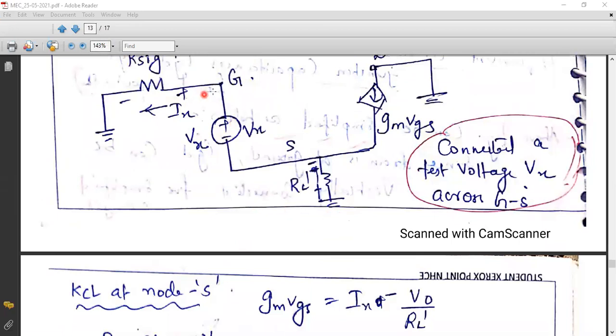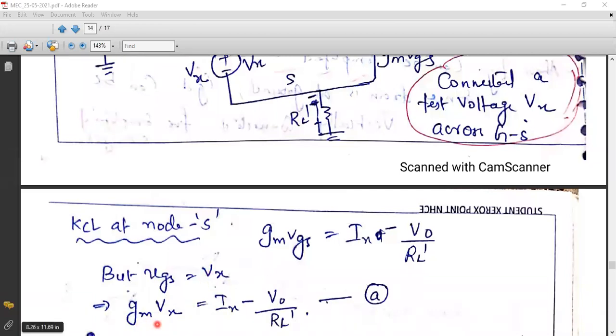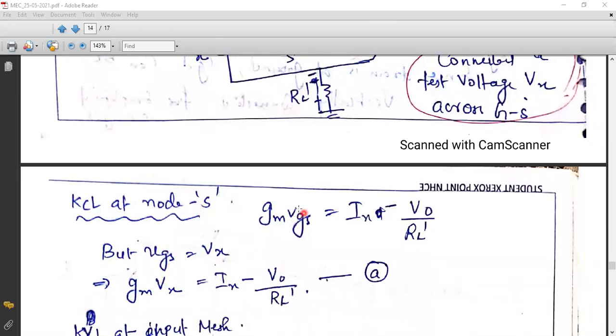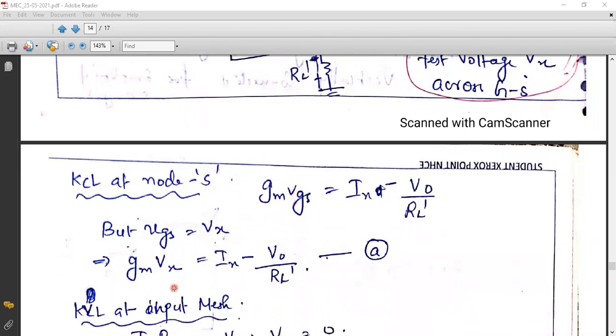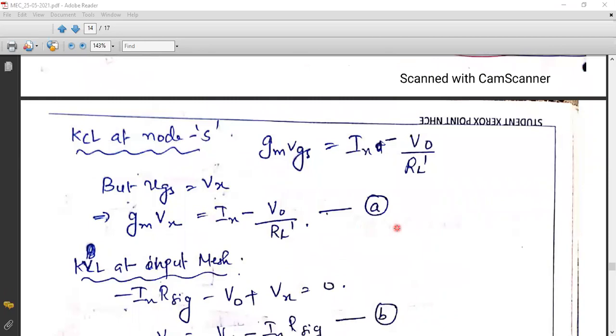Now, what will be the voltage across VGS? Voltage across VGS as of now is Vx. So rather than putting gm VGS, now I can put gm Vx, because across G and S we have Vx. Therefore, VGS can be replaced by Vx. So the equation will now become gm Vx is equal to Ix minus V0 by RL dash. That's equation number 8 or 1, whatever it may be. So this is the equation that you got after applying the nodal analysis at the source.